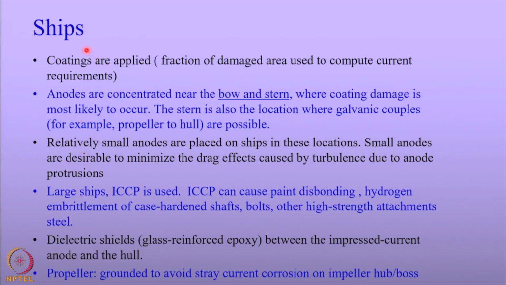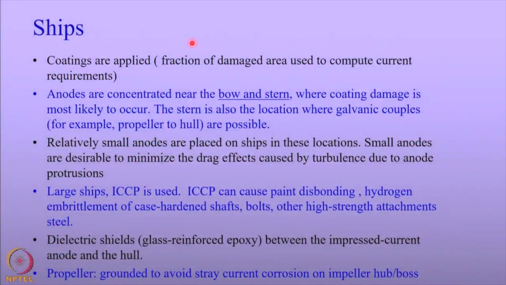As we are all aware, coatings are applied onto the ships. However, there are certain areas of the ships where the coatings get damaged very readily, and so the current requirement for protecting the ship would depend upon the damaged area of the ship hull. So, the damaged area is used to compute the current requirement for protecting the ships.